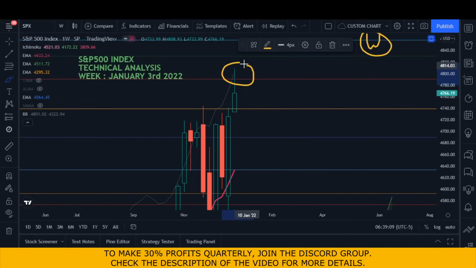We have the Bollinger Band. This is the upper band, and somewhere around here is the median of the Bollinger Band. The market is between the upper band and the median, which means the market is bullish.